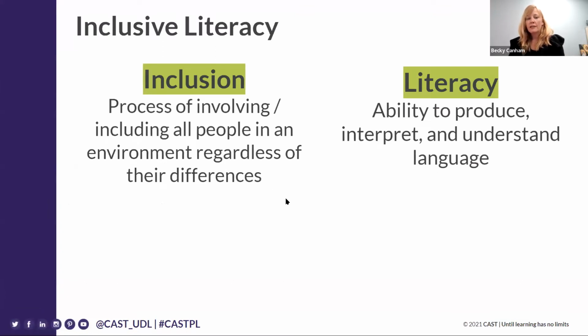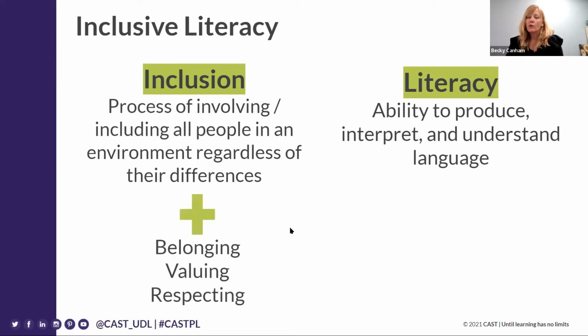So we wanted to start by framing our learning together with a working definition of inclusive literacy. When we think about inclusion, the general definition is the process of involving or including all people in an environment, regardless of their differences. But our team also likes to extend that to include some of the social aspects, the heart pieces around inclusion, where it's not just the process of including everyone.